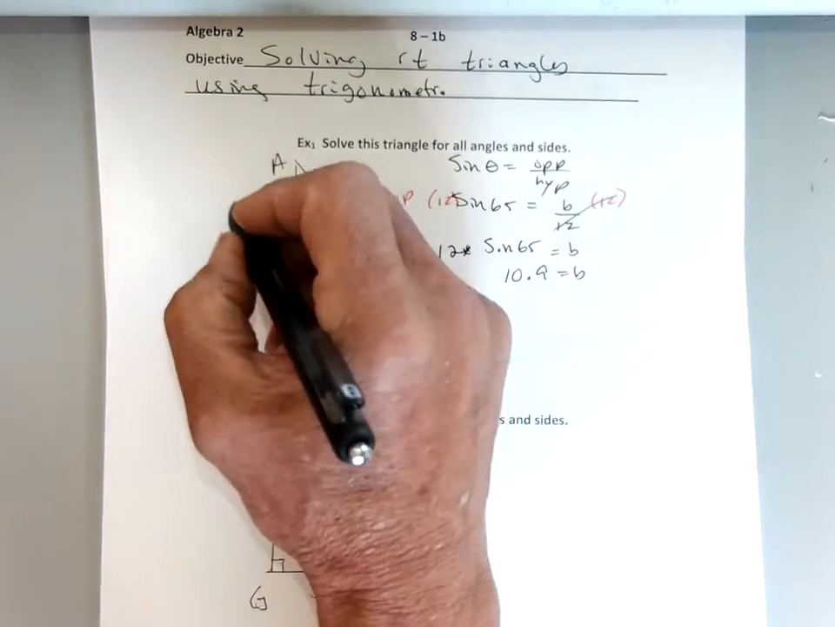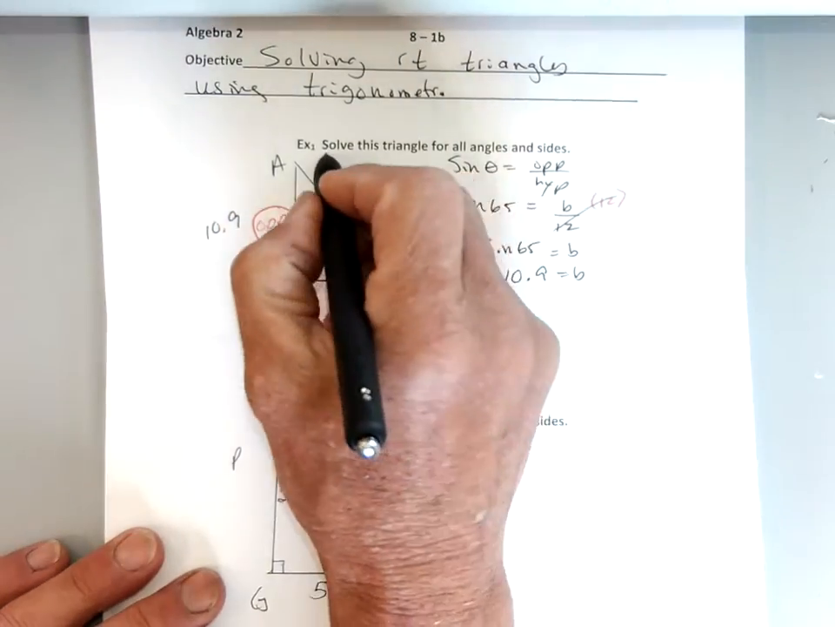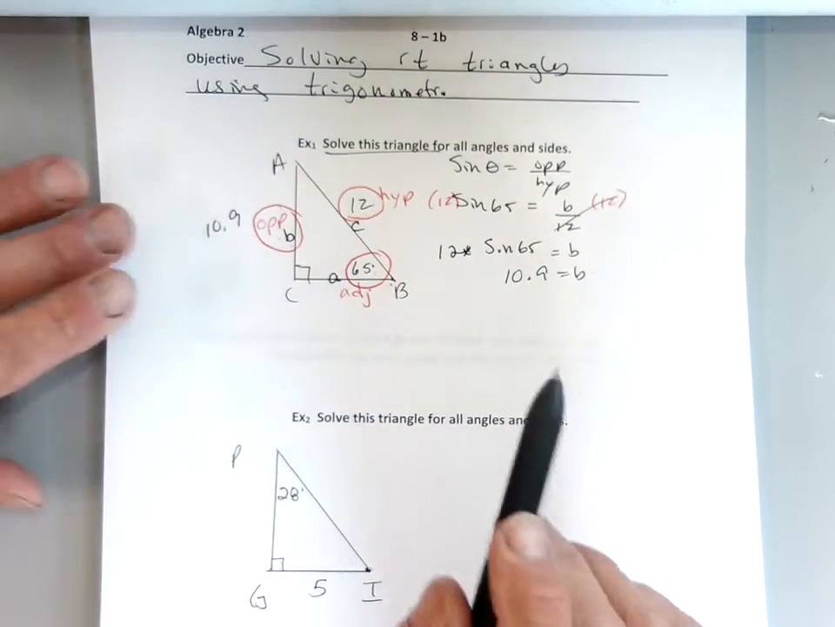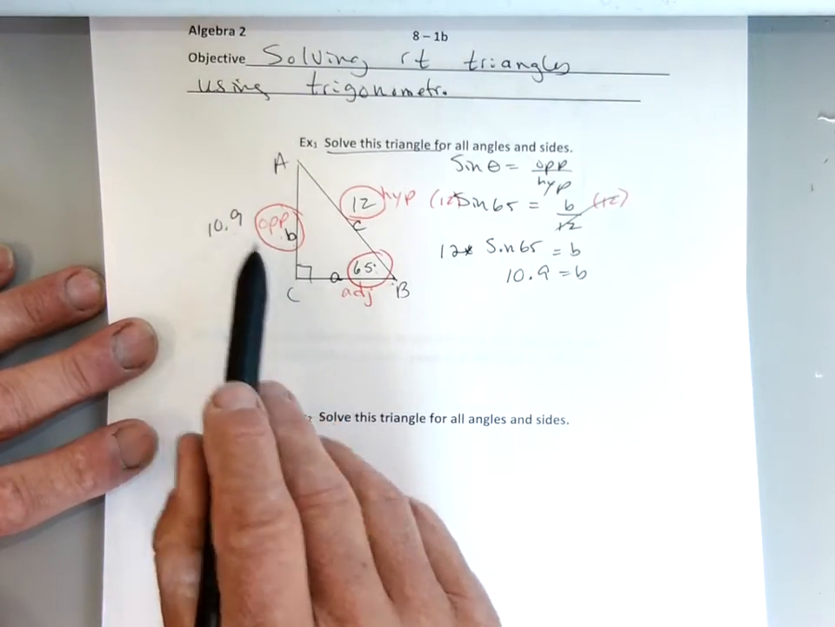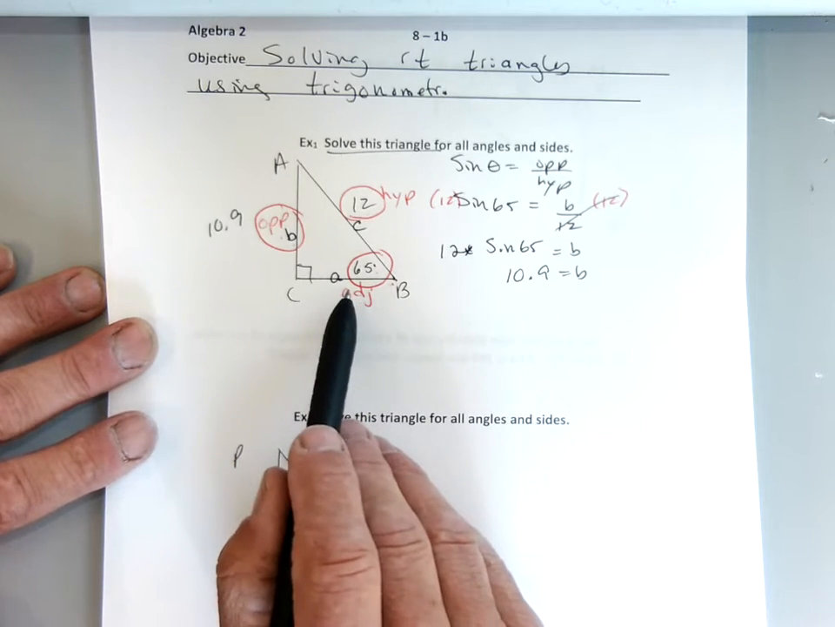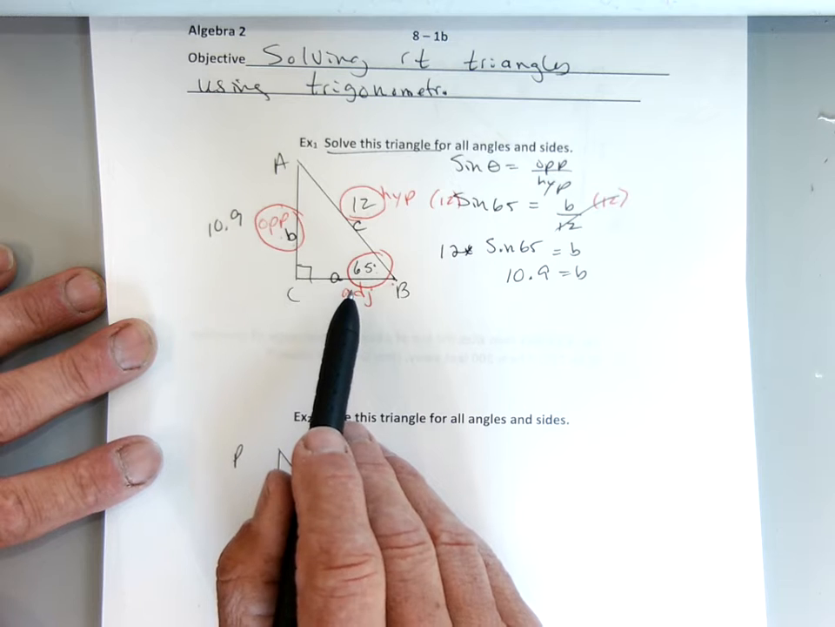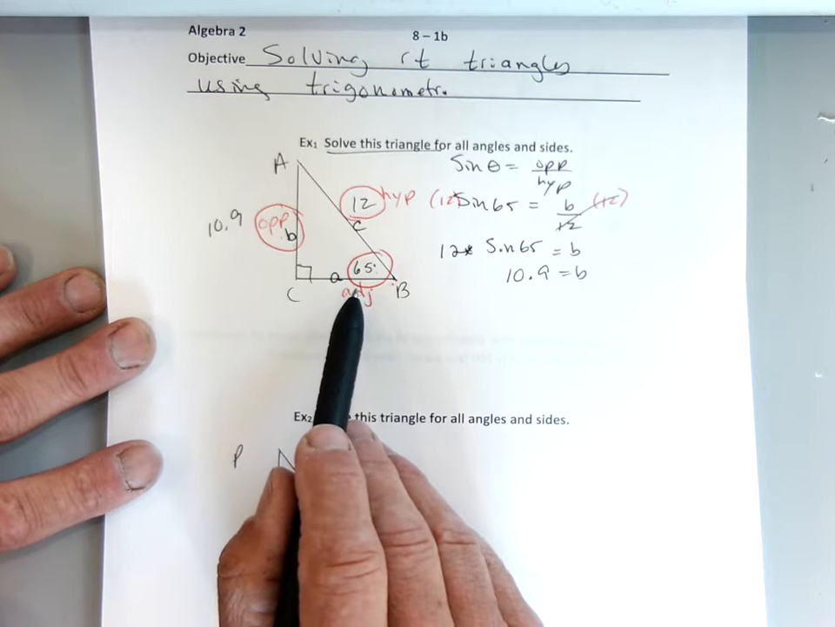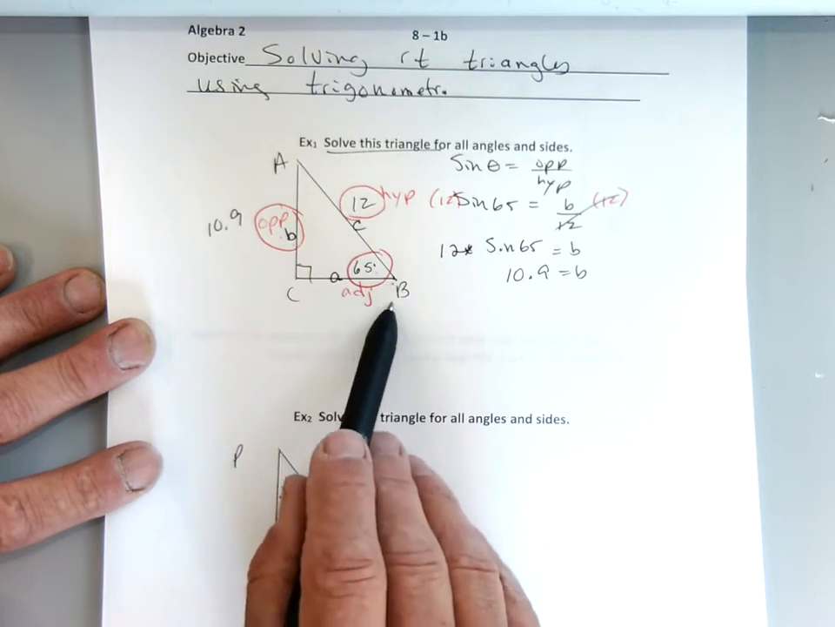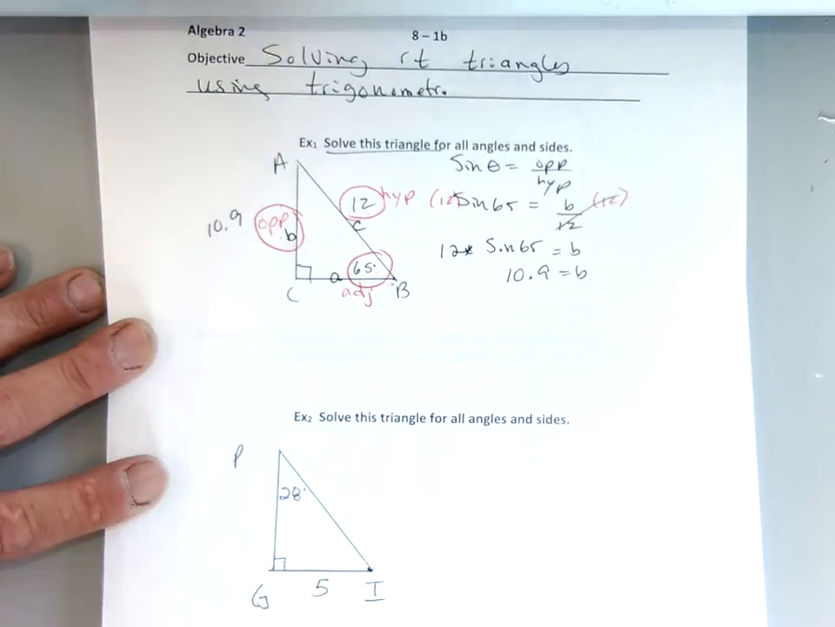Okay, now if I know this side, and I want to solve the entire triangle, then I would say, okay, I know this side's 10.9, I know this is 12, I could probably find this other side by Pythagoras Theorem or by trigonometry. One or the other. What do you think? Do you want to do Pythagoras Theorem or trigonometry? Because I could use cosine to find this side. Let's do trig, because you could use Pythagoras Theorem, but let's use trig.